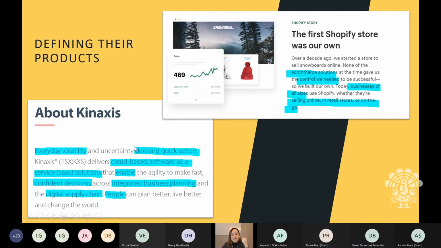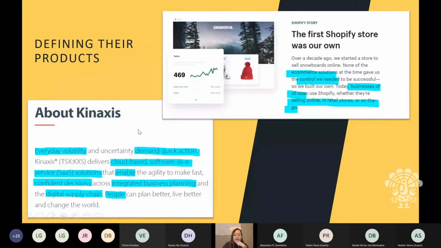The other company that I want to highlight is Kinaxis. So Kinaxis is a company that does cloud-based software for supply chain solutions. So as you can see here, they are saying, we know that every day brings a lot of volatility, and that demands quick action. We can offer you cloud-based software as a service solutions that enable you to make decisions and integrate business planning into your supply chain.